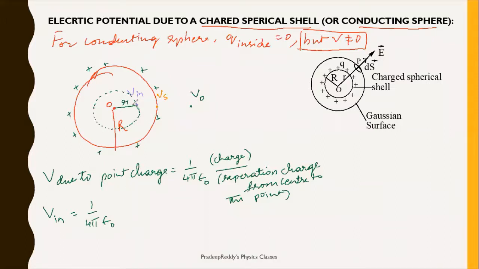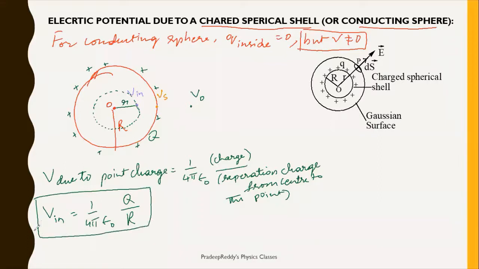So therefore, the charge is on the surface. That charge is capital Q. In the numerator, you need to take the charge Q, even though you are finding potential inside the material. So that is Q, right? Divided by separation. Most of you think that the separation is from the center to the point where you are finding the potential inside, but that is wrong. You need to take the separation from the center to the point where the charge is located. Therefore, it is R.